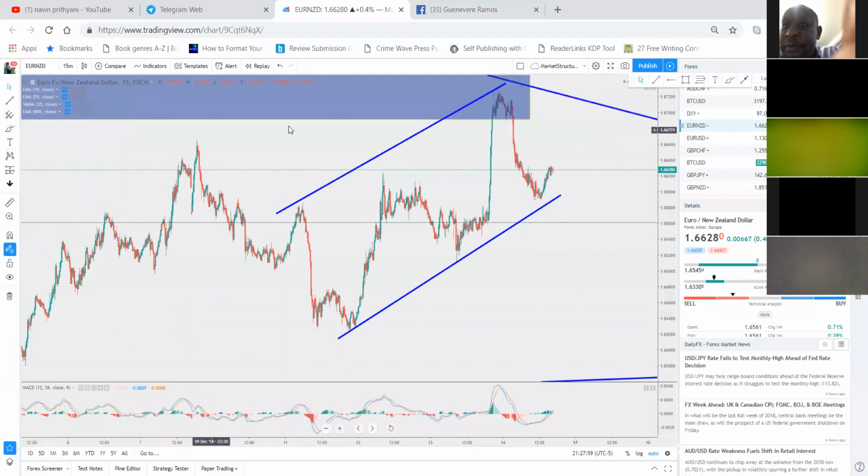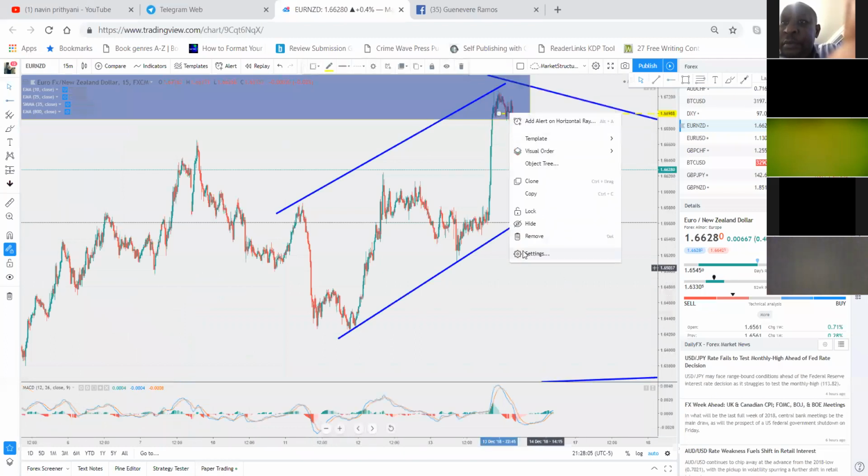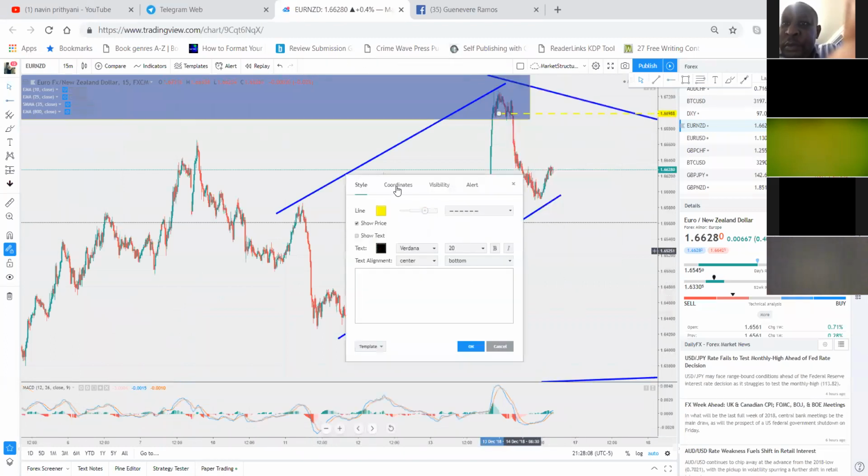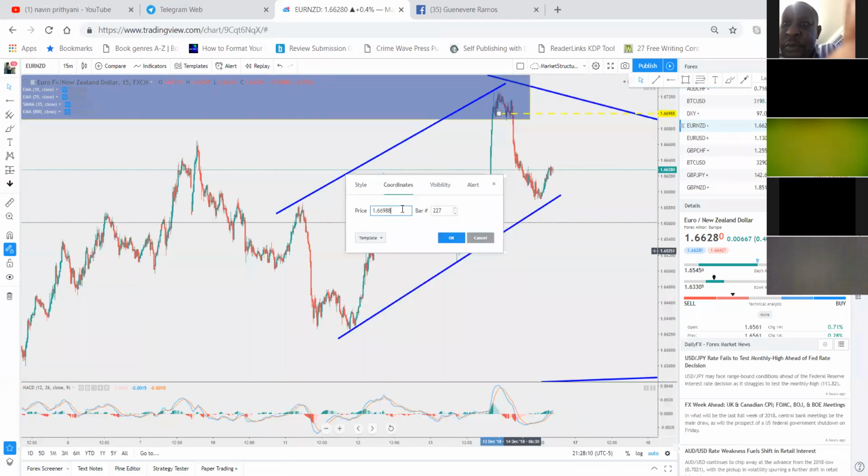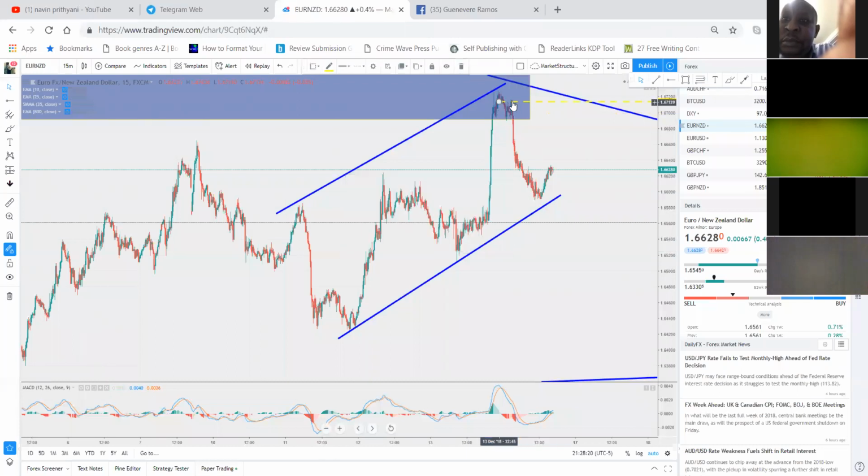1.67141. So if you want to check your entry, you can draw a line here. You can go to settings, coordinates, and 1.67141. So you see where I entered? I do. All right.